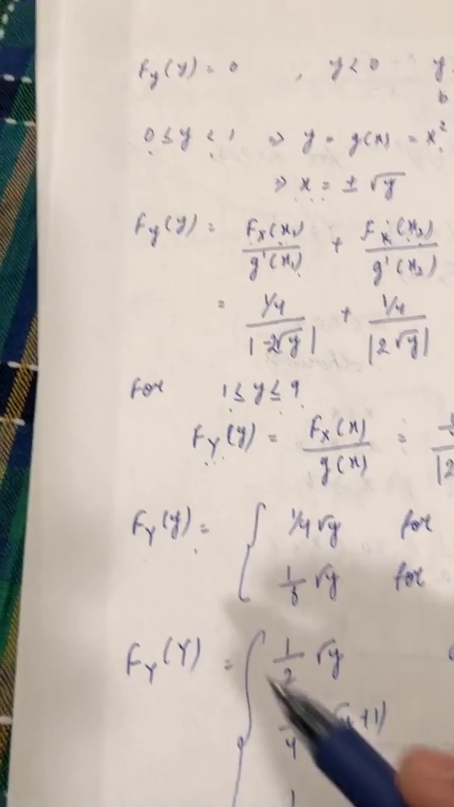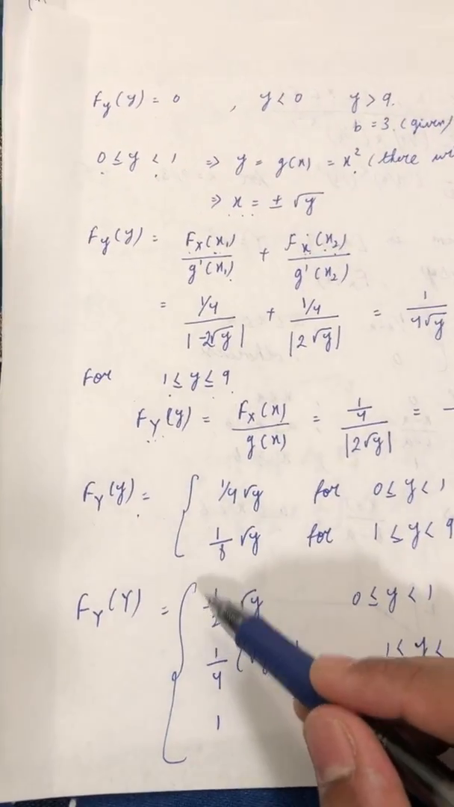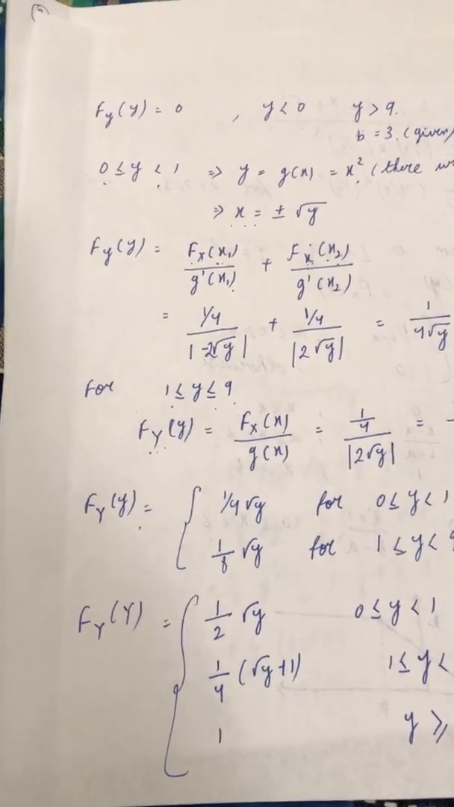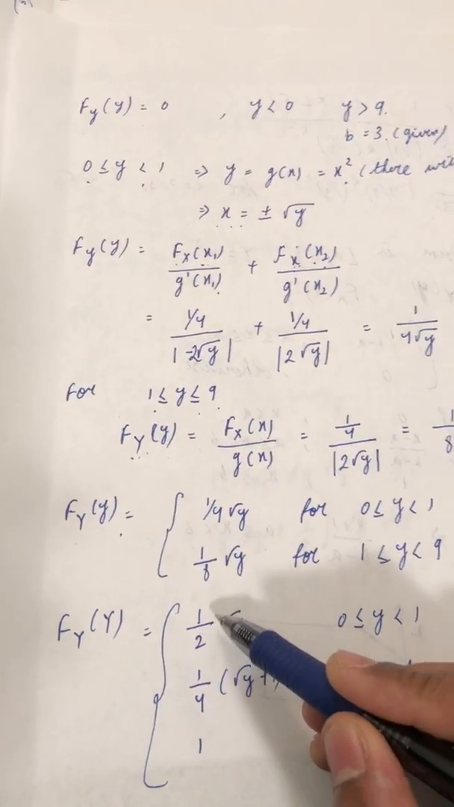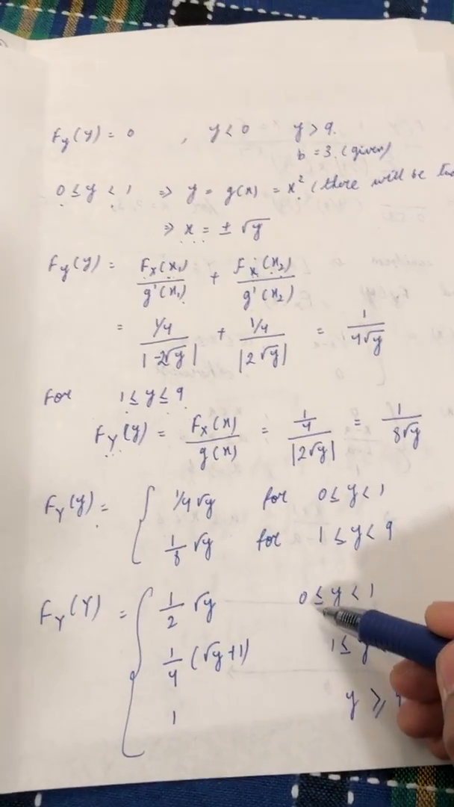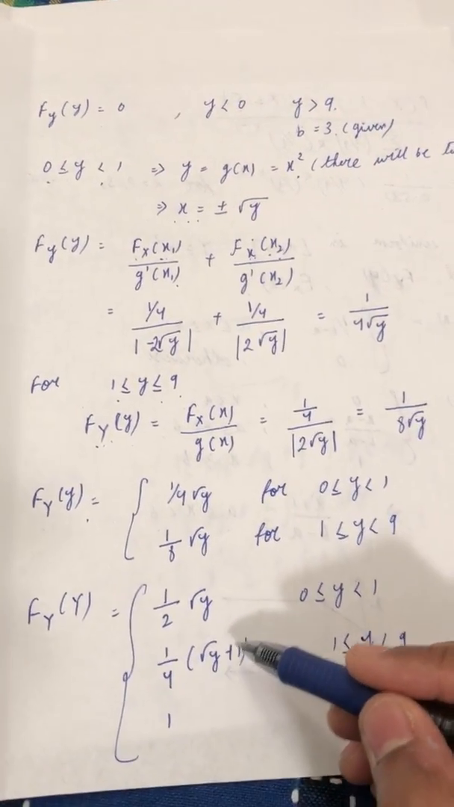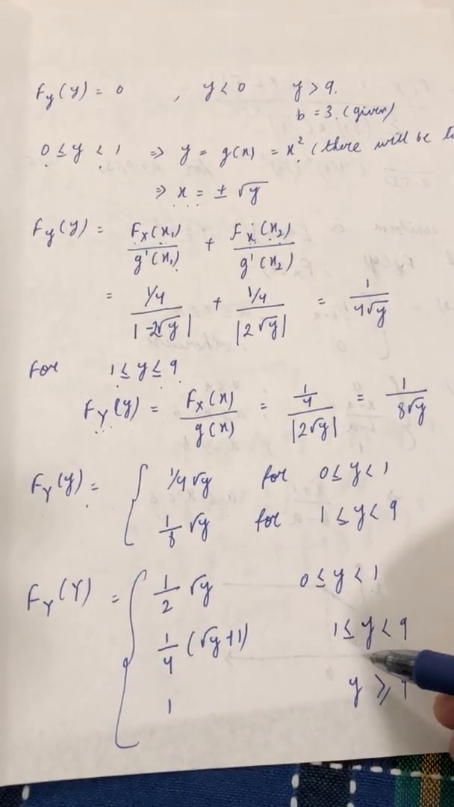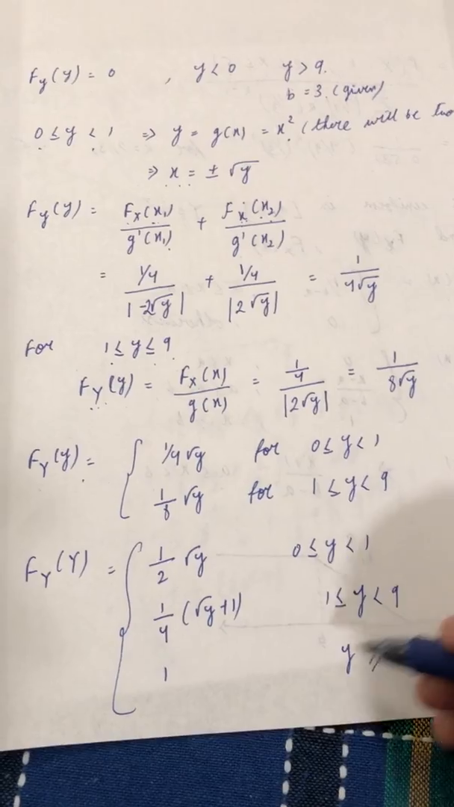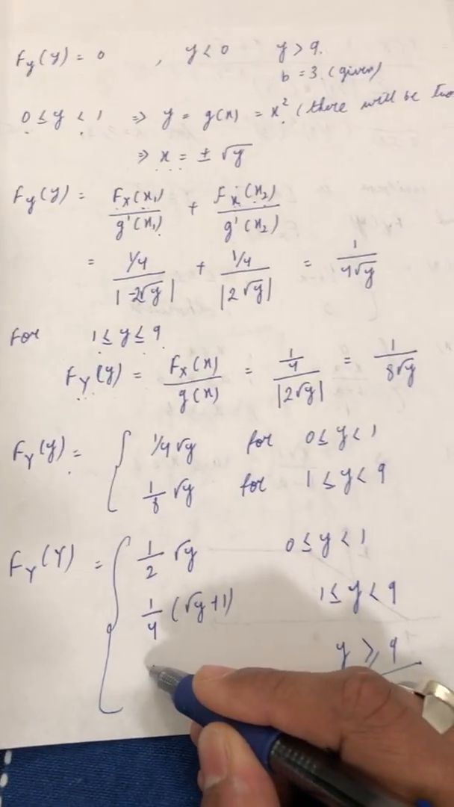So the distribution function of Y can be obtained as FY(y) equal to 1 by 2 root y when the y value is between 0 and 1, and 1 by 4 (root y plus 1) when the y value is between 1 and 9, and when the y value is greater than 9, the distribution function of Y is 1.